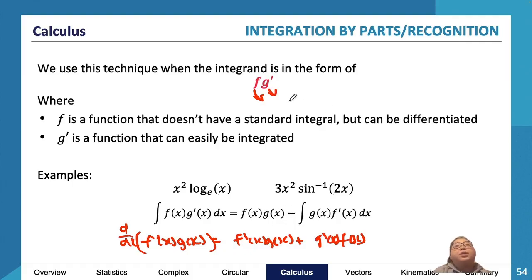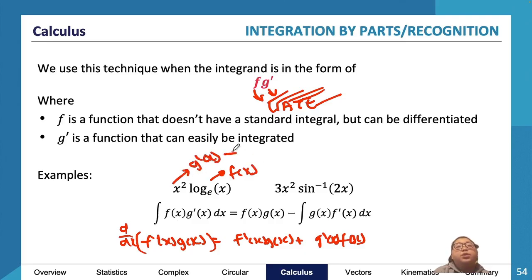How we choose which function to differentiate is based on the acronym LIATE. That stands for logs, inverse circular functions, algebraic, trig, and exponentials. Whichever comes first in the lettering is the one you choose to differentiate. For example, here we have a log and an algebraic one. So the log is the one we choose to be our f of x, and x squared is the one we choose to be our g dash of x.